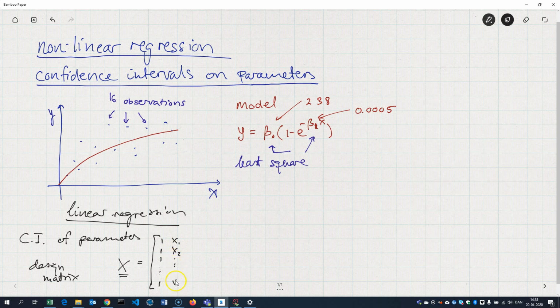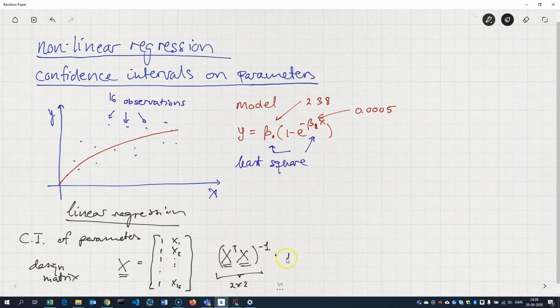x1, x2, x16. And if it were multiple linear regression, we would have another column of x2 values and x3 values and so on. In this case, we only have one column of x values because it's just simple linear regression. What we would do then is transpose this matrix, multiply it by itself, and invert the result. By the way, in our case it would be a 2 by 2 matrix because we have two parameters in our model. But in general, it would be a p by p matrix where p is the number of parameters.